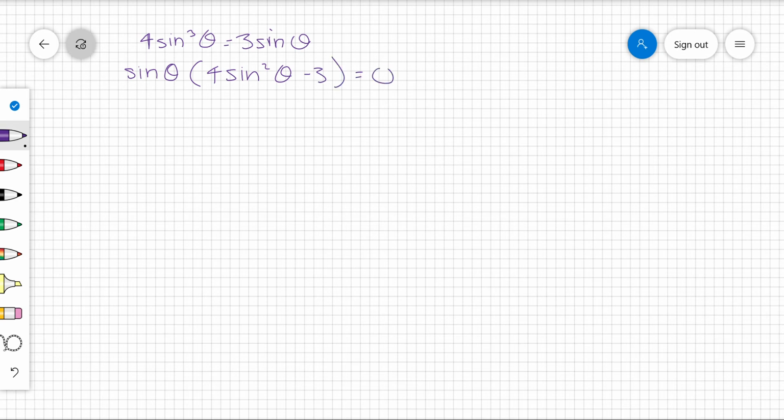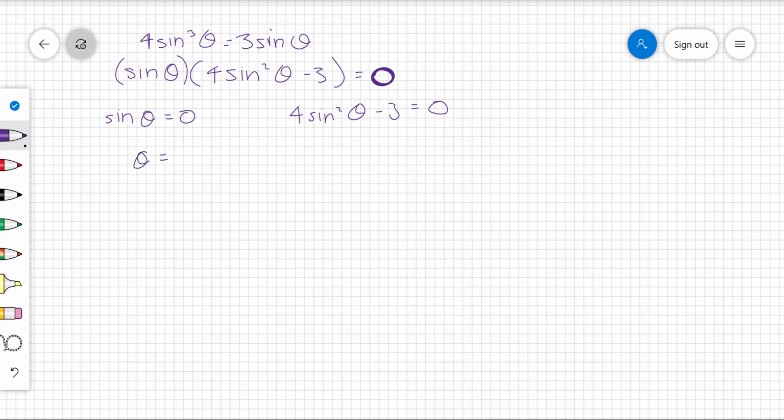Sorry, I had to go over there. Okay, so that's the same equation factorized. Now, when you factorize, remember, you've now got two brackets here. So either the first bracket has to be 0 if it's got to equal 0, or the second bracket's got to be 0. So either sine theta is going to equal 0, or 4 sine squared theta minus 3 is going to equal 0.